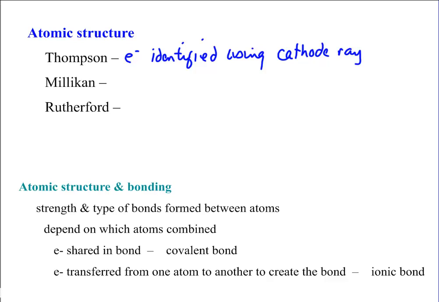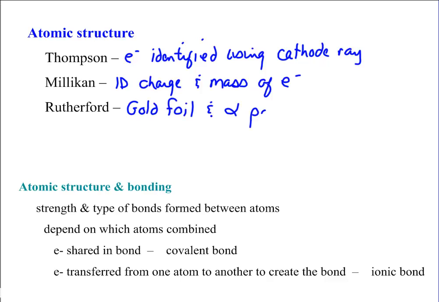Robert Millikan is known for his oil drop experiment, and he was able to uniquely separate the charge of an electron from its mass. Thomson was only able to figure out the charge-mass ratio of electrons. Our final atomic structure researcher was Ernest Rutherford, and he was able to identify the structure of the atom itself, where and how the nucleus was put together, and what exactly was inside these atoms that people had been able to identify. And he did this using gold foil and shooting alpha particles at it.